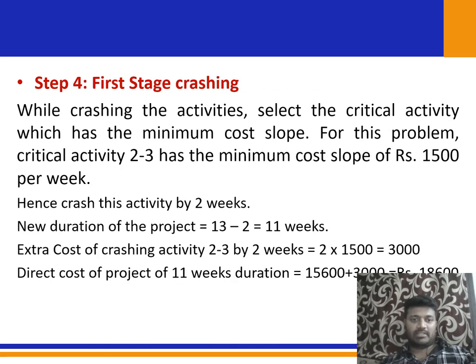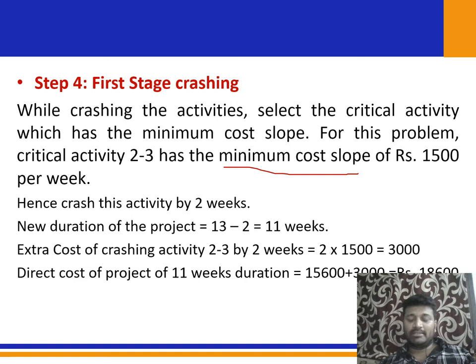So step four is first stage crashing. While crashing the activities, we need to select the activity which has the minimum cost slope, okay. For this problem, the minimum cost slope out of all the four activities is 2 and 3. The critical activity 2 and 3 has the minimum cost slope of rupees 1500 per week. I'm choosing this activity because when I compare it with the other activities, this has the minimum cost slope. You need to underline this part, minimum cost slope.